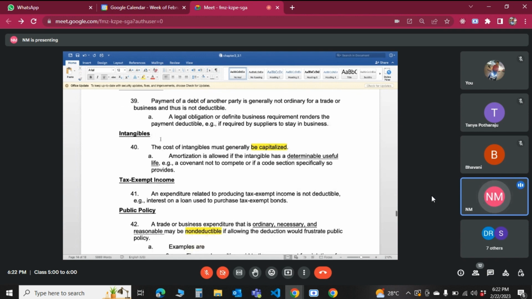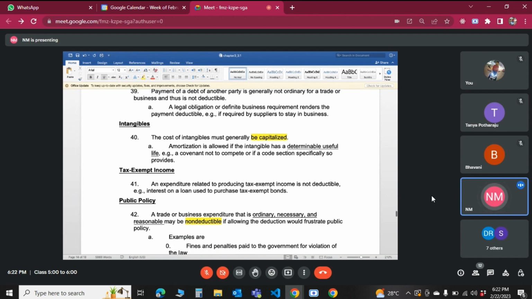Okay. Intangibles, yes, there could be a patent cost, some intellectual property acquisition, technology improvement, whatever. They all need to be capitalized. Goodwill costs, we need to capitalize them.